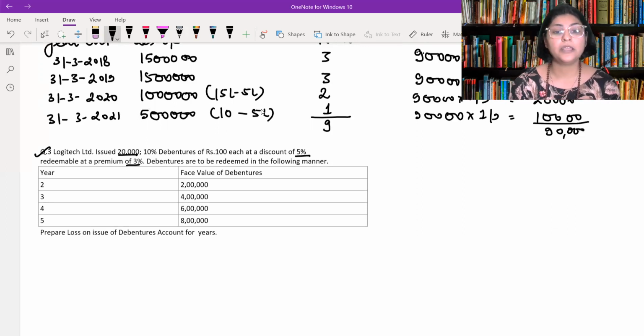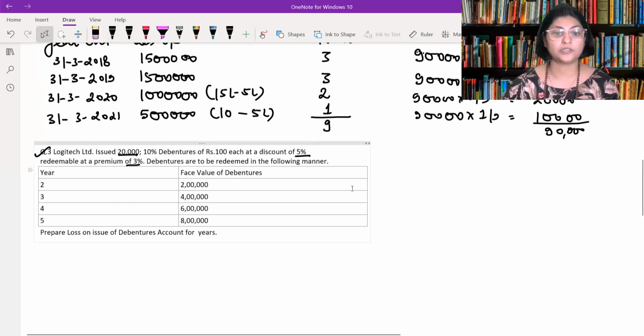Debentures are to be redeemed in the following manner. First year, no debentures were redeemed. At the end of the second year, debentures of face value 2 lakh rupees were redeemed. Then 4 lakh rupees debentures were redeemed, 6 lakh and 8 lakh. Like this, they have redeemed the debentures in 5 different years. They are asking us to prepare the loss on issue of debenture account for all these years.